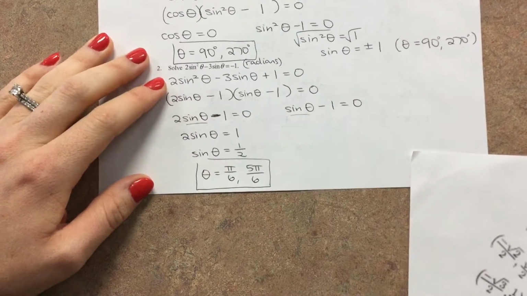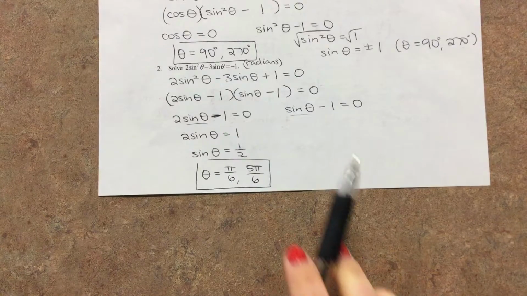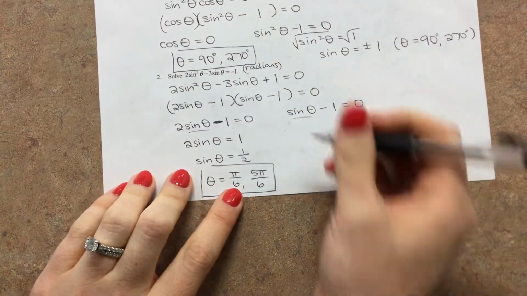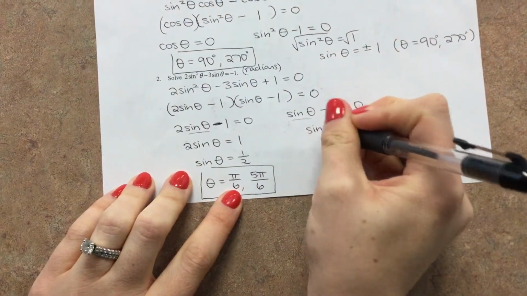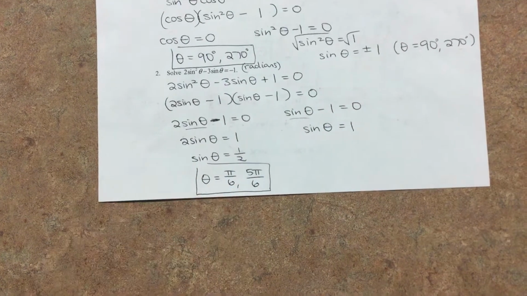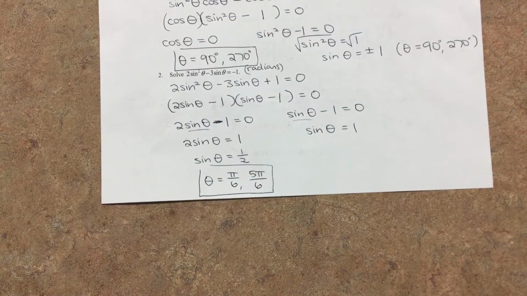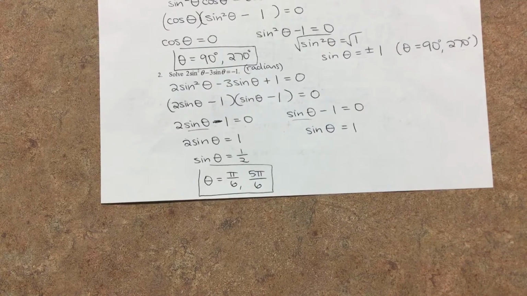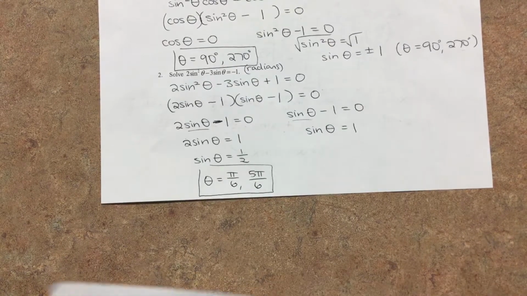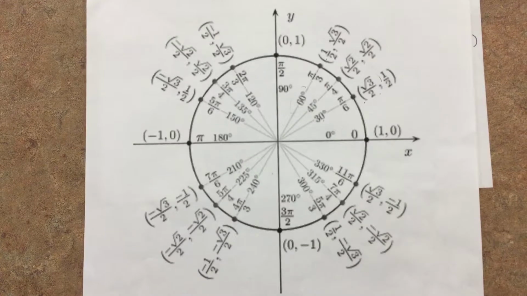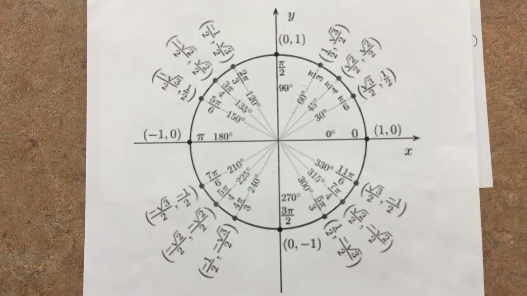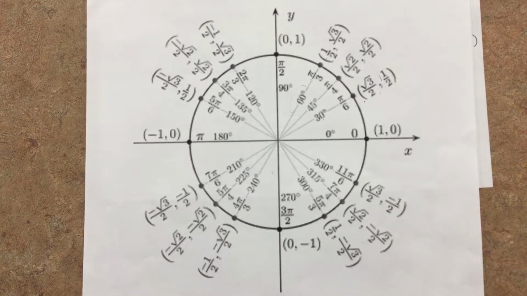So I got 2 answers. Let's see if I get some more from this one. What would I do to this? Add 1. So I have sine of theta equals 1. So same thing, I'm going to go back to my unit circle. I'm looking for any values of sine that are equal to 1. And it's not plus or minus this time because I didn't square root, it's just positive 1. So give me any angles in radians that have a sine of positive 1.